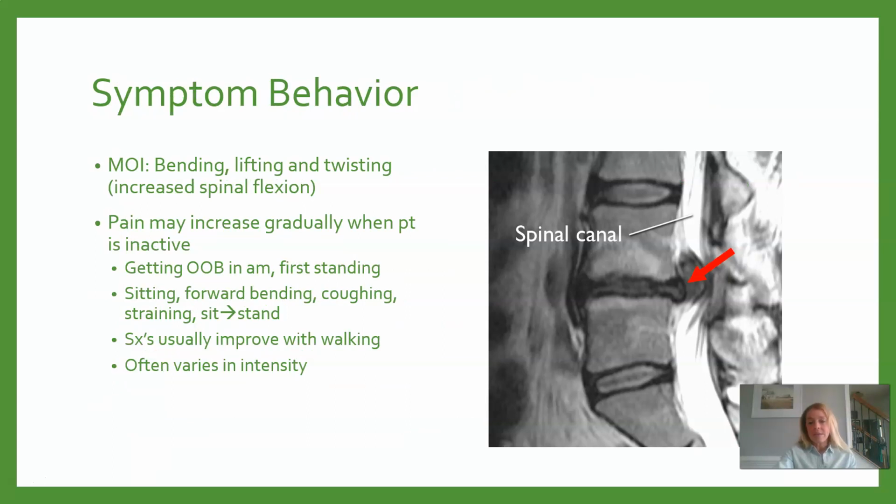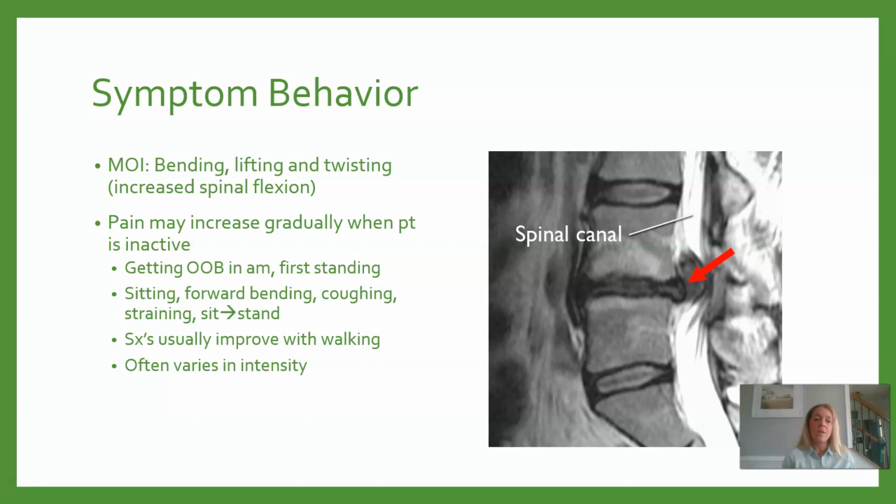The typical mechanism of injury for a herniated disc is going to be bending, lifting, and twisting, so increased spinal flexion. Pain may gradually increase when the patient is not doing anything, but it's typically worse when they first get out of bed in the morning, when they first stand up, because overnight your spine is unloaded and those discs are going to imbibe or take in fluid, and then you stand up and start weight bearing on that spine, and that immediately puts pressure on that herniation again.